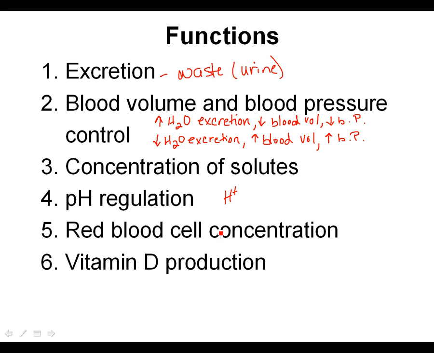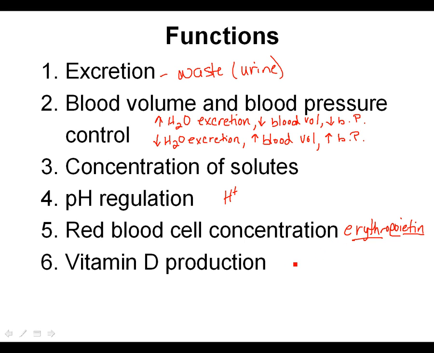Okay, the next one is it regulates the concentration of the blood cells, the red blood cells, and that's because, remember, we talked about that hormone, erythropoietin. That's the hormone that makes red blood cells, and that is produced by the kidneys. So the kidney produces the erythropoietin. The erythropoietin increases the production of the red blood cells. So the kidneys also do that for us.